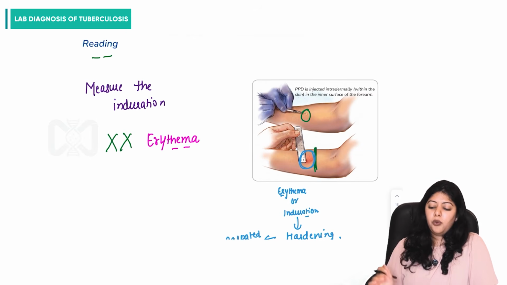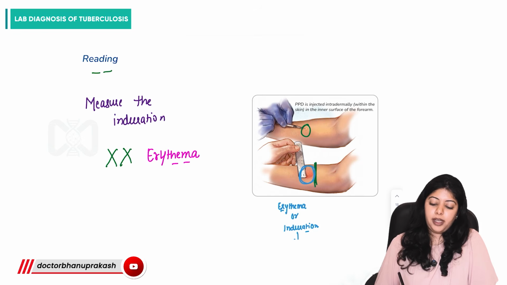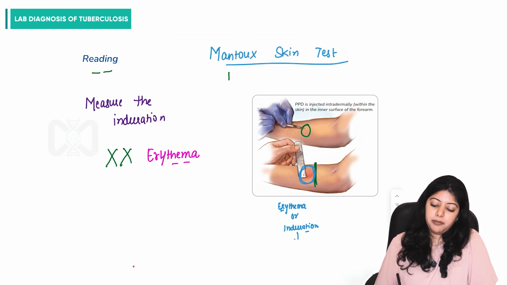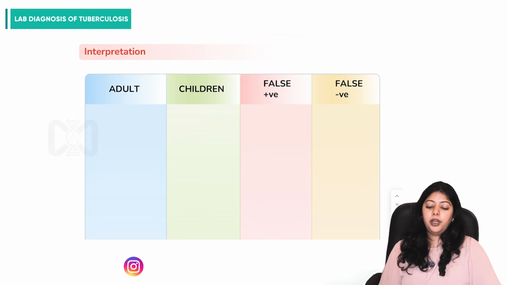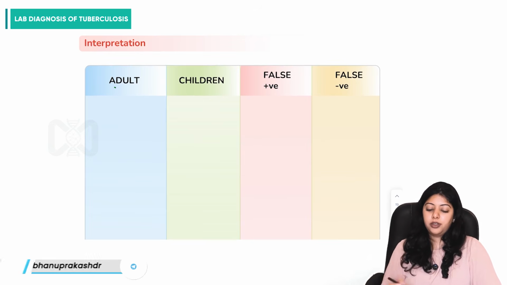And by the way, what is the name of this particular test, this tuberculin skin test? It is known as Mantoux test. Mantoux skin test, which is a delayed hypersensitivity test. Delayed type or type 4 hypersensitivity. Right? So what are we interpreting and what do we infer out of such results?